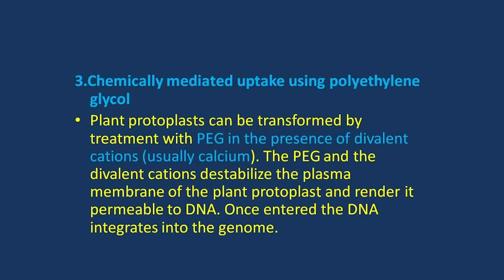Third method uses polyethylene glycol. Using polyethylene glycol and divalent cations such as calcium ions, we can introduce the foreign gene into the plant cells. These chemicals destabilize the plasma membrane and produce holes in it through which the foreign gene can enter the cell. Once it has entered, the DNA integrates into the genome.